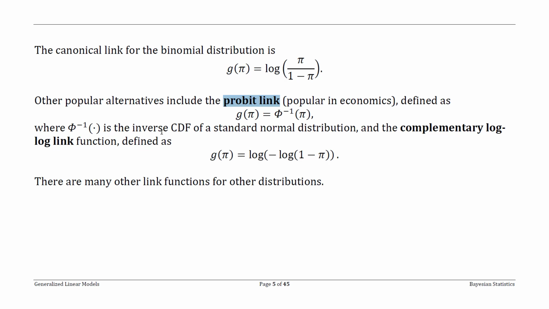Another common link function is the complementary log link function, which specifies the link g of pi as the log of negative log of 1 minus pi. So the complement part is right here, we're using negative log of 1 minus pi, but it's the complementary log because we actually have a double log in our link function here. And there are many other link functions for other distributions that you can use, and we'll learn about some of the most popular ones in this chapter.